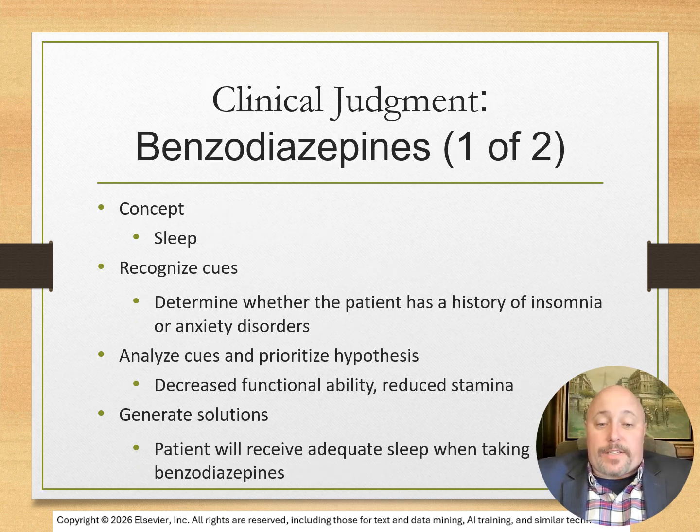We want to recognize cues, determine whether the patient has a history of insomnia or anxiety disorders. We also want to work to decrease functional ability, reduce stamina, and the patient will receive adequate sleep when taking the benzodiazepines. Just like when we give pain meds and we want to carefully assess, did it work to relieve their pain? We're giving a benzodiazepine for sleep. We want to carefully assess, is it effective? If this drug is not effective, we should look at other options.